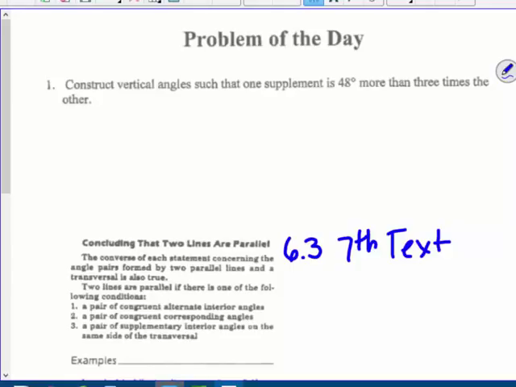The problem of the day starts at the beginning of this page, and it says construct vertical angles such that one supplement is 48 more than 3 times the other. So we've got some algebra to do, and obviously construct means that we're going to need a protractor. So we'll draw it in class, but I want you to do the algebra in order to find the angles that you are going to construct with your protractor in class tomorrow.